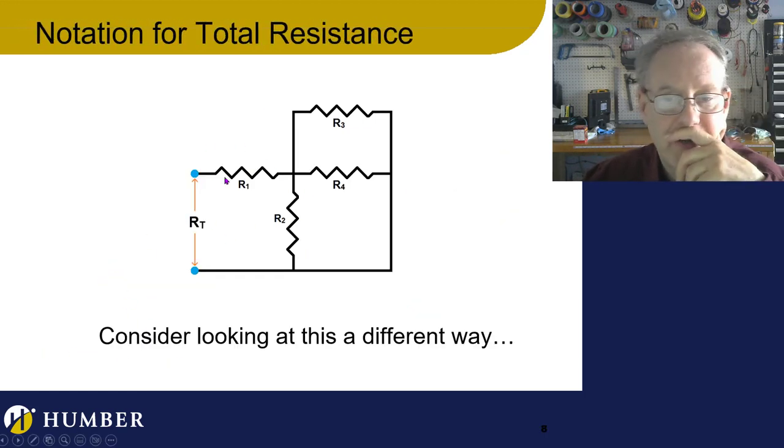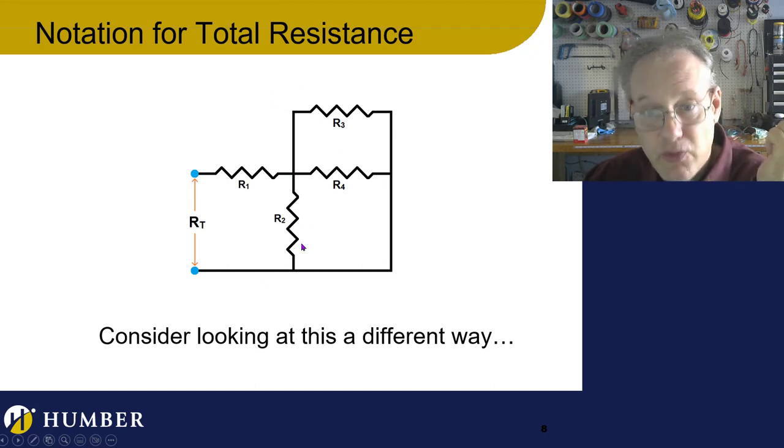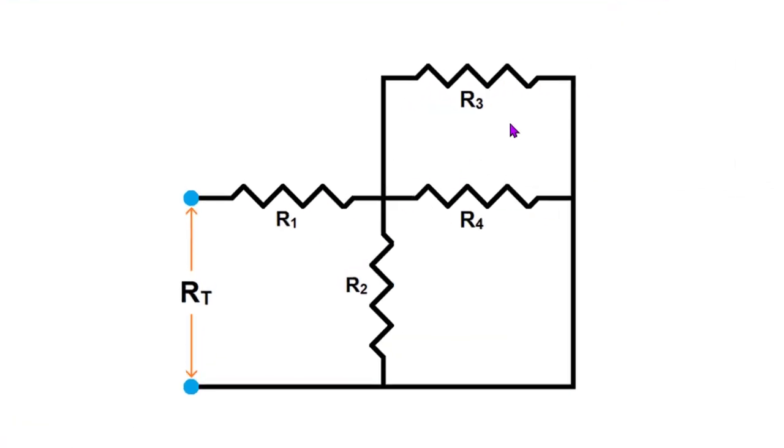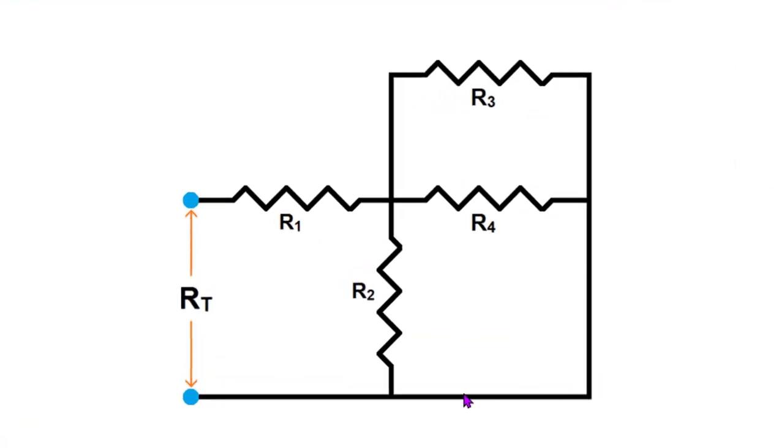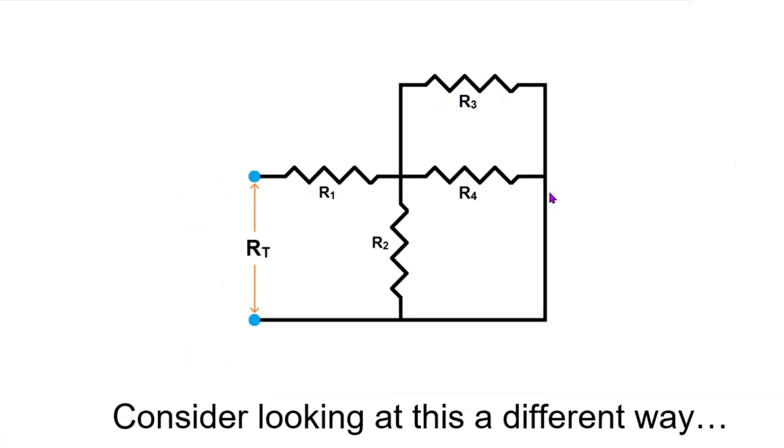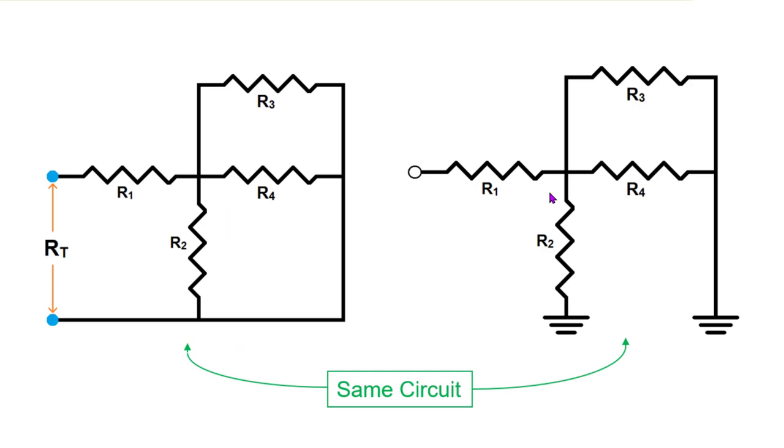So this is a pretty cool circuit here. This is in series with this, and each three of those are in parallel. You see that? This point all along here is the exact same point. We can look at it another way. Sometimes if you try and put a ground symbol in, it helps a little bit.